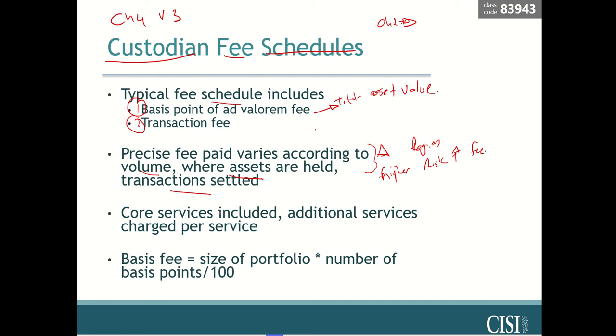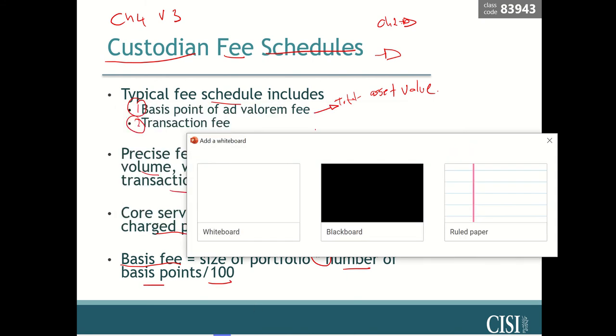The core services included in custodians generally include something such as safe custody, income collection, tax services, corporate actions, cash management, and market information, and additional services are charged per service. For custodian fee schedules, you will need to calculate this, and the formula that we use is called the basis fee formula. It's the size of the portfolio multiplied by the number of basis points divided by 100, and we're going to go into a bit more detail there.